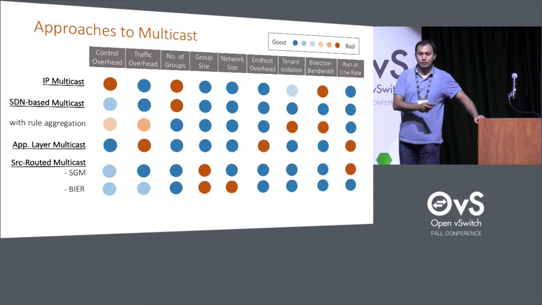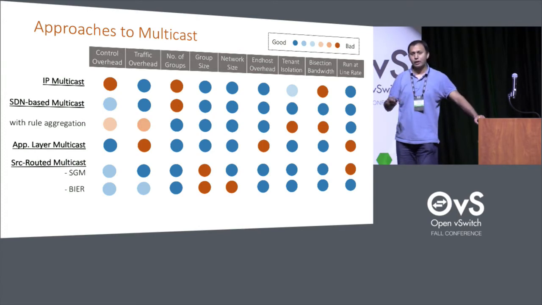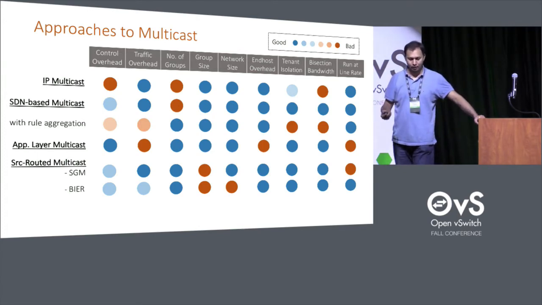Then there are some other schemes based on source-routed multicast, like SDM and BIER. One of the key issues with them is the sizes of the groups. Even though they can support many groups, the sizes of these groups are usually limited. And they also cannot run at line rate for larger networks.